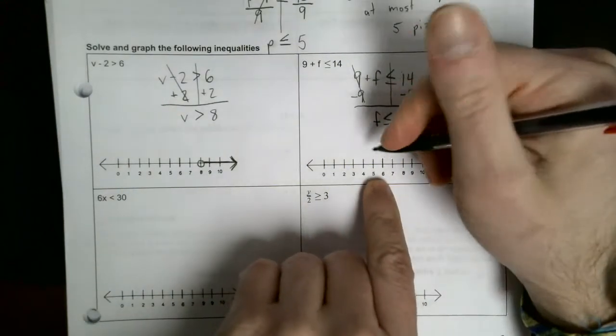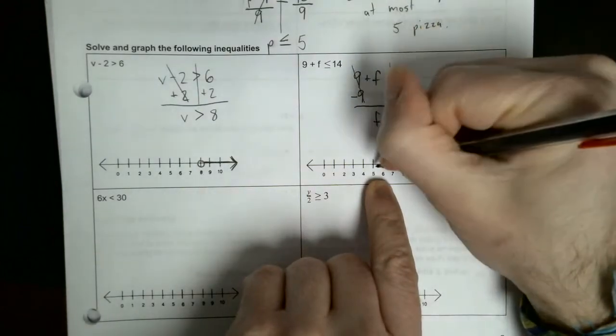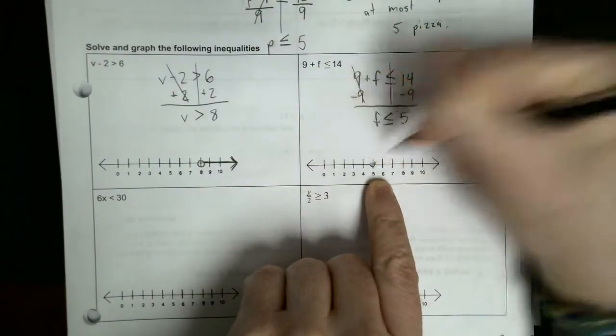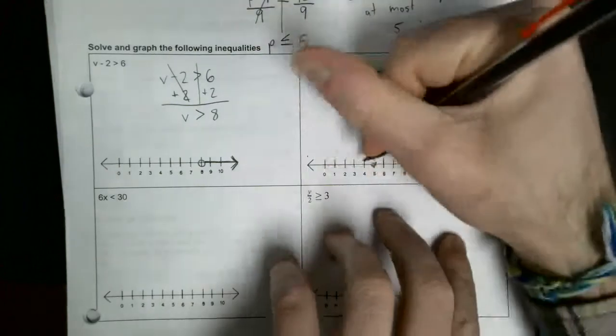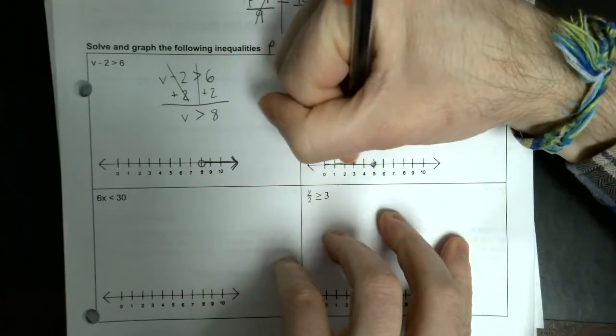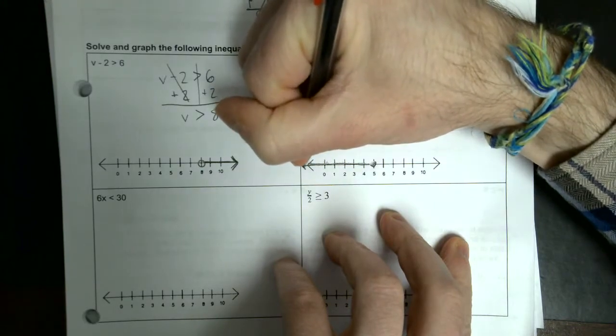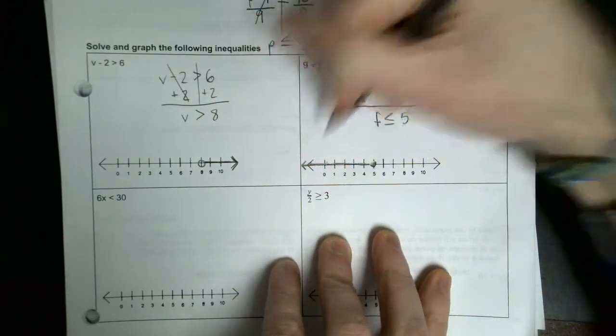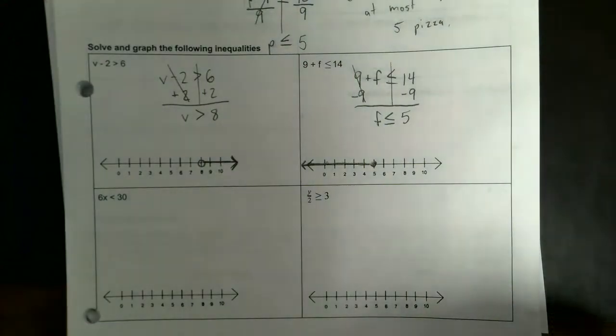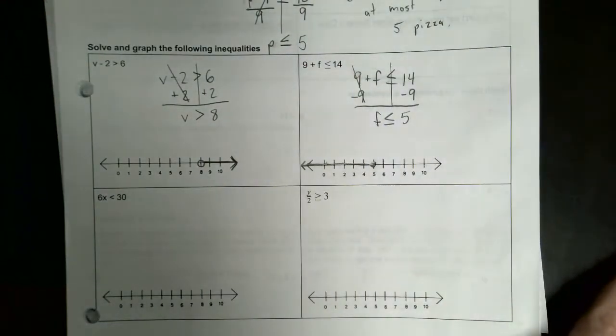So it can be 5 because it's got the or equal to. So we're going to use a closed dot, less than or equal to 5. So we're going to go in the less than direction. Less than. Sorry, my line's a little ragged, but I had to write it like that in some ways. Okay, all right.